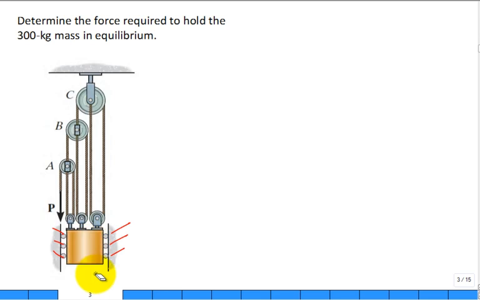No. And now right up here, what do we have? We have a pulley connected, and pulley connected. And then up here is some support, and you have a pulley at C, a pulley at B, and a pulley at A. So determine the force P required to hold the 300 kilogram mass in equilibrium.